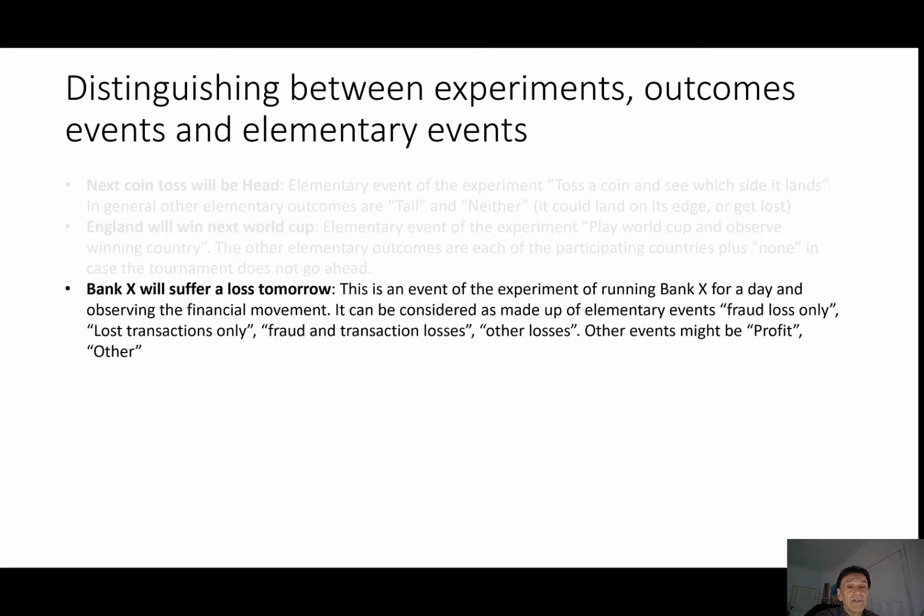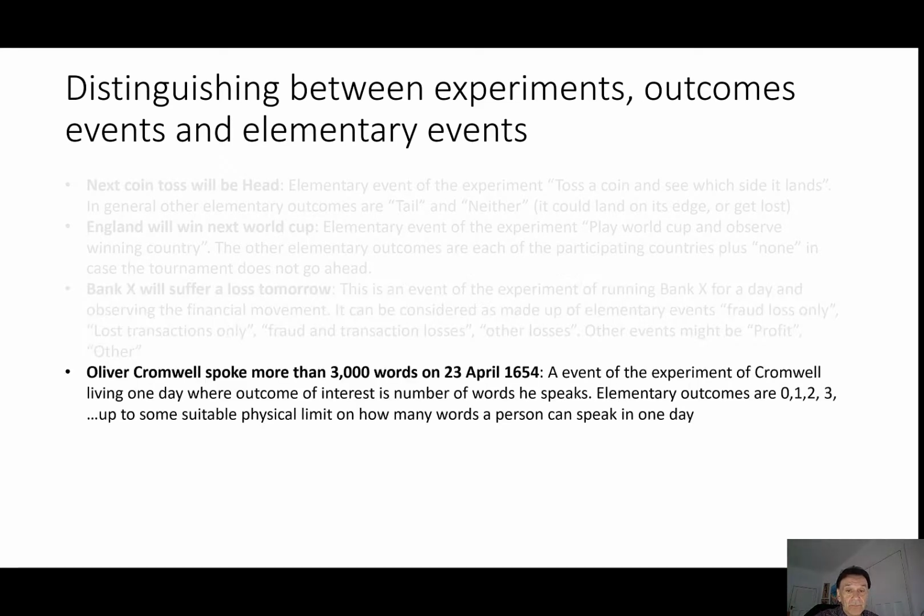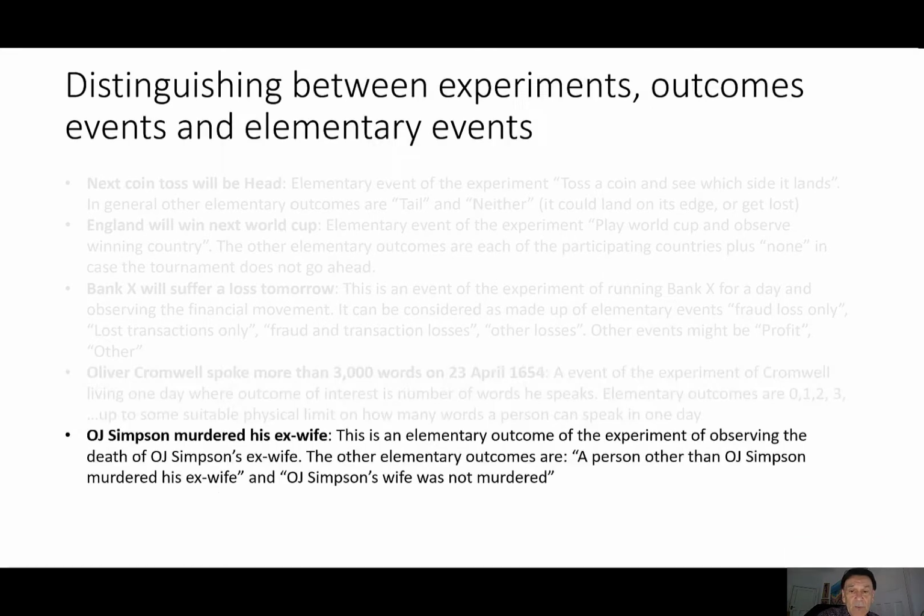Bank X will suffer a loss tomorrow. Well, that's an event of the experiment of running Bank X for a day and observing the financial movement. It can be considered as made up of elementary events like fraud loss only, transaction loss only, fraud and transaction losses, other losses, etc. And other events might be profit, other, etc. Oliver Cromwell spoke more than 3,000 words on that particular date. Well, we can think of that as an event of the experiment of Oliver Cromwell living one day, where the outcome of interest is the number of words he speaks. So the elementary outcomes are 0, 1, 2, 3, all the way up to maybe some suitable physical limit on how many words a person can speak in one day.